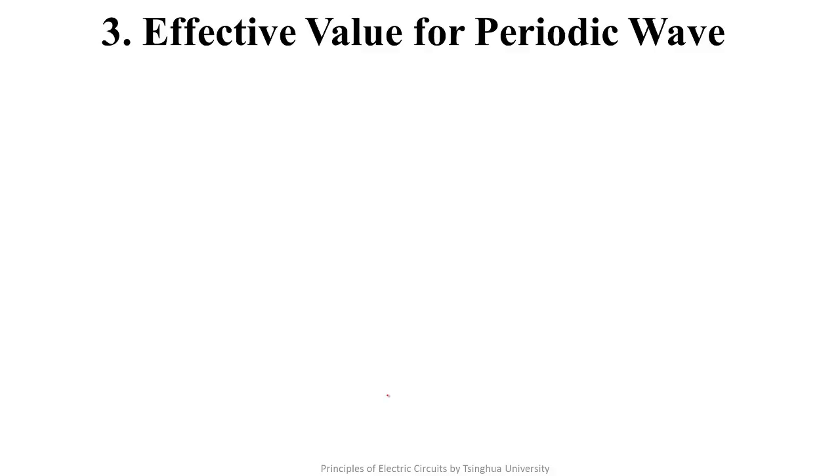Now we will discuss the effective value for the periodic wave in the last part of this lecture. Firstly, let's introduce the definition of the effective value for the periodic wave. We suppose i(t) is a periodic wave. It needn't be a sine wave. A periodic wave is enough.